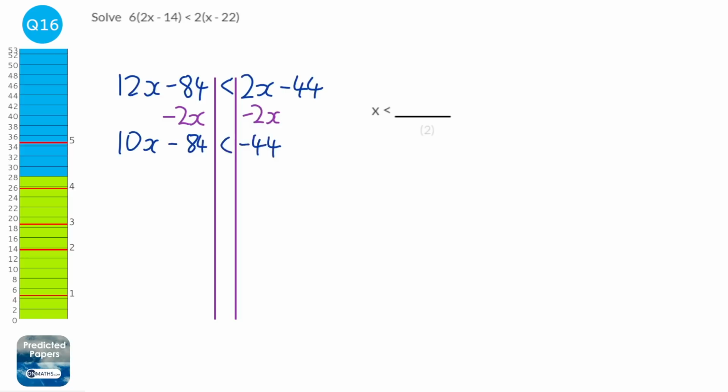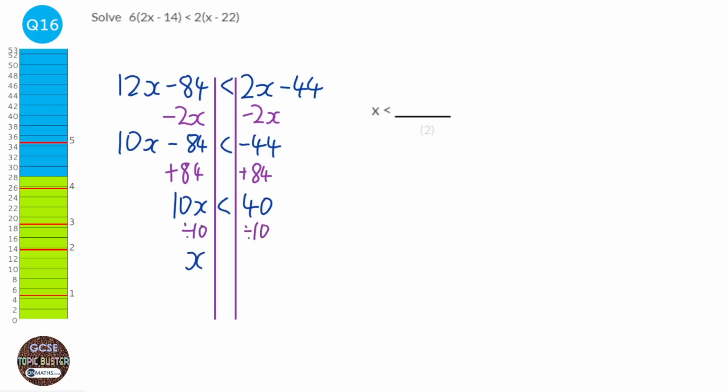So we've got minus 44 there, but that won't be a problem because we're going to add 84 to both sides. And so we've got 10x is less than 40. And then we're going to divide both sides by 10 to get what x is, or what x is less than, and that would be 4. So our answer is x is less than 4.